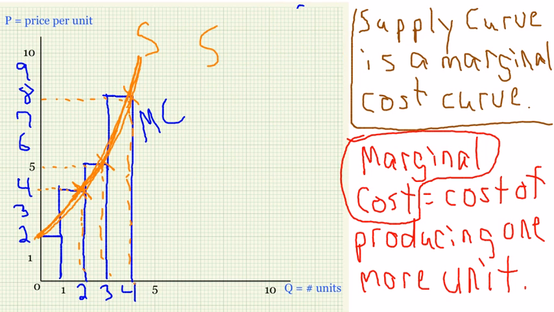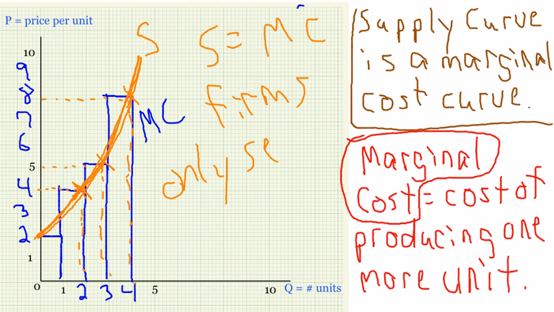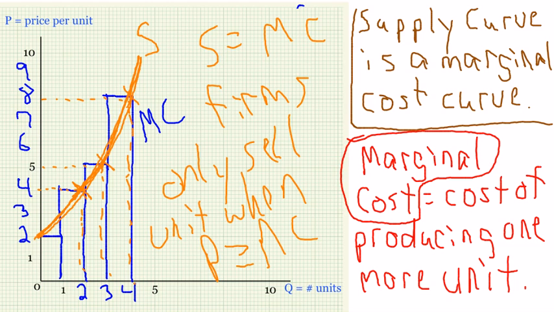And in reality, supply is equal to marginal cost because firms only sell a unit when the price is greater than or equal to marginal cost. And if that is true, then it must be that the marginal cost curve is the supply curve.